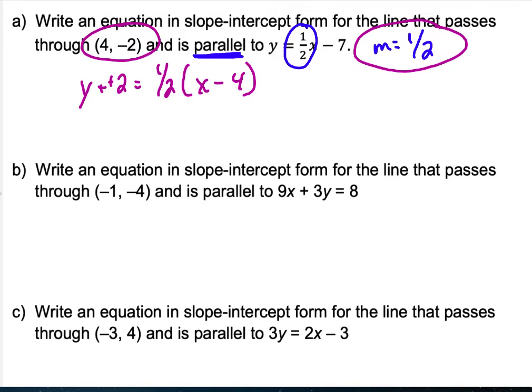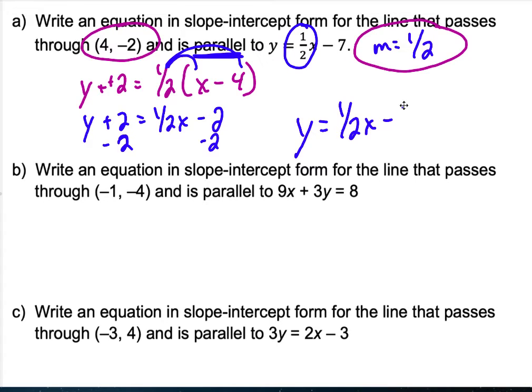Then we just do a little bit of math to solve it. So I get y plus 2 is equal to 1/2 x minus 2. I distributed that 1/2. And then I'm going to subtract my 2 from both sides. And I get y equals 1/2 x minus 4.